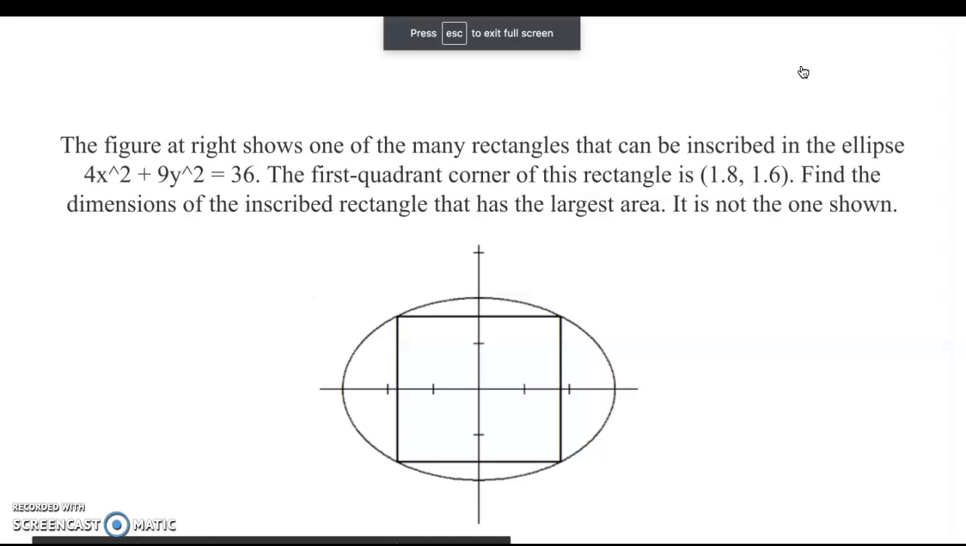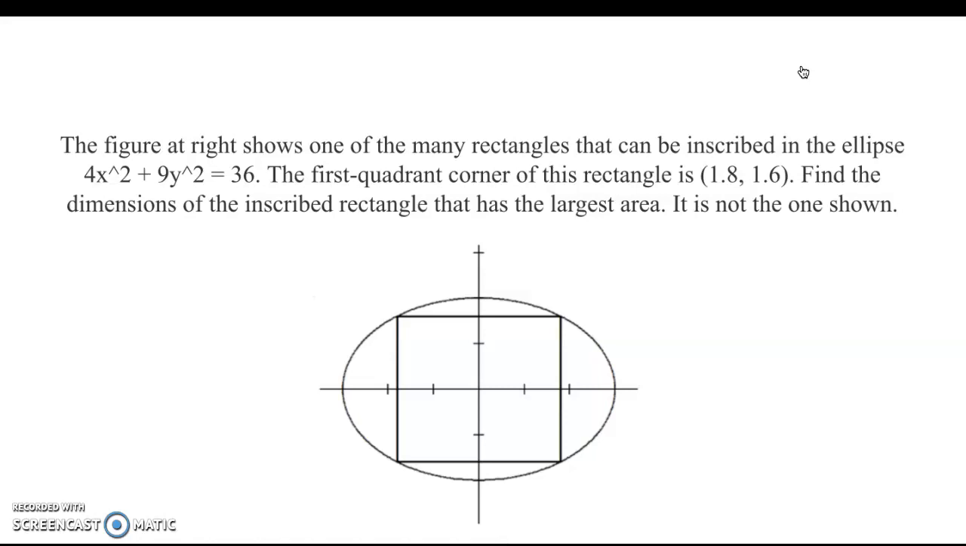So the problem that we're going to answer today says the figure at right shows one of the many rectangles that can be inscribed in the ellipse 4x squared plus 9y squared equals 36. The first quadrant corner of this rectangle is (1.8, 1.6). Find the dimensions of the inscribed rectangle that has the largest area. It is not the one shown.